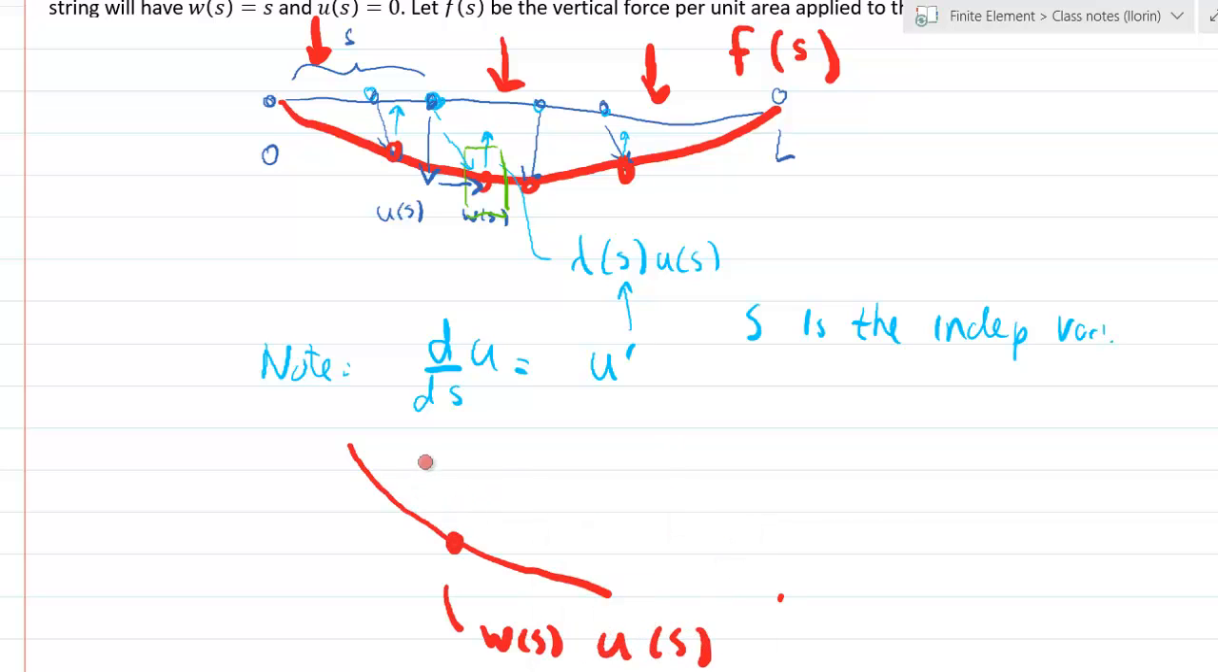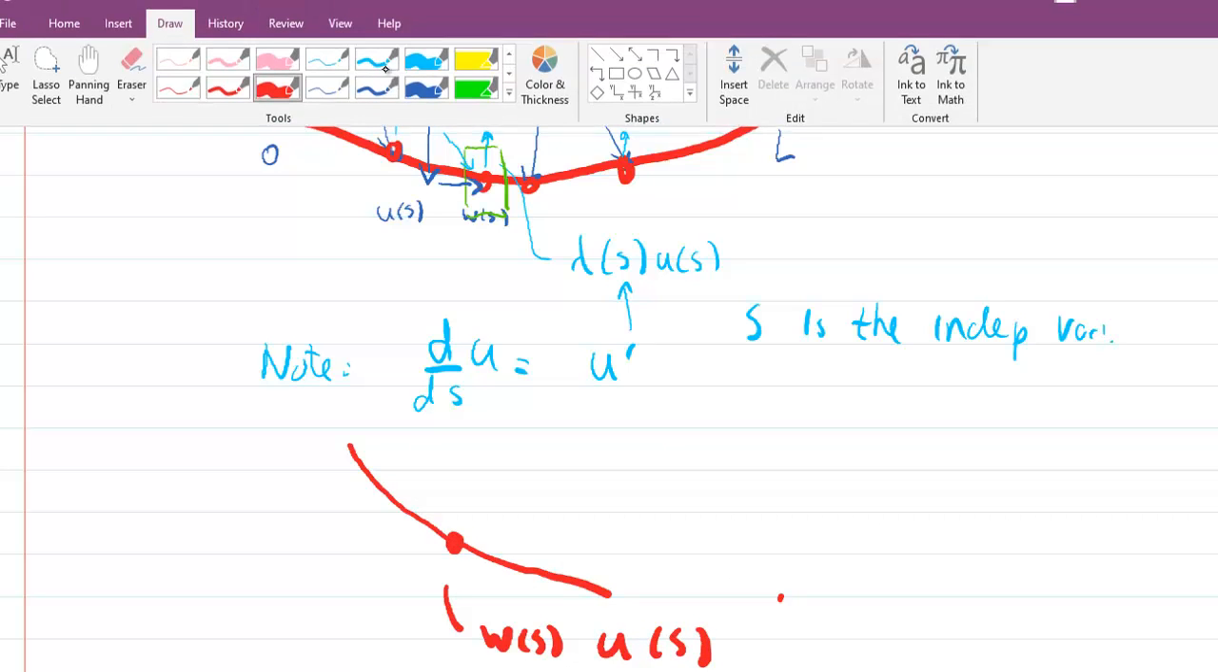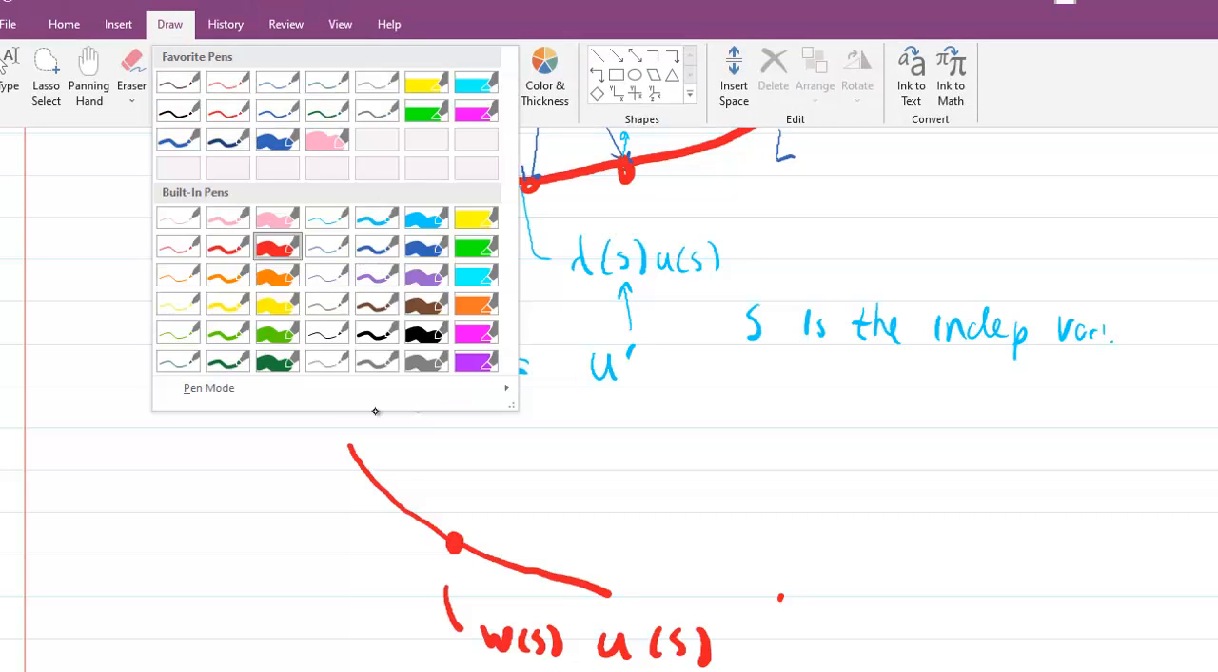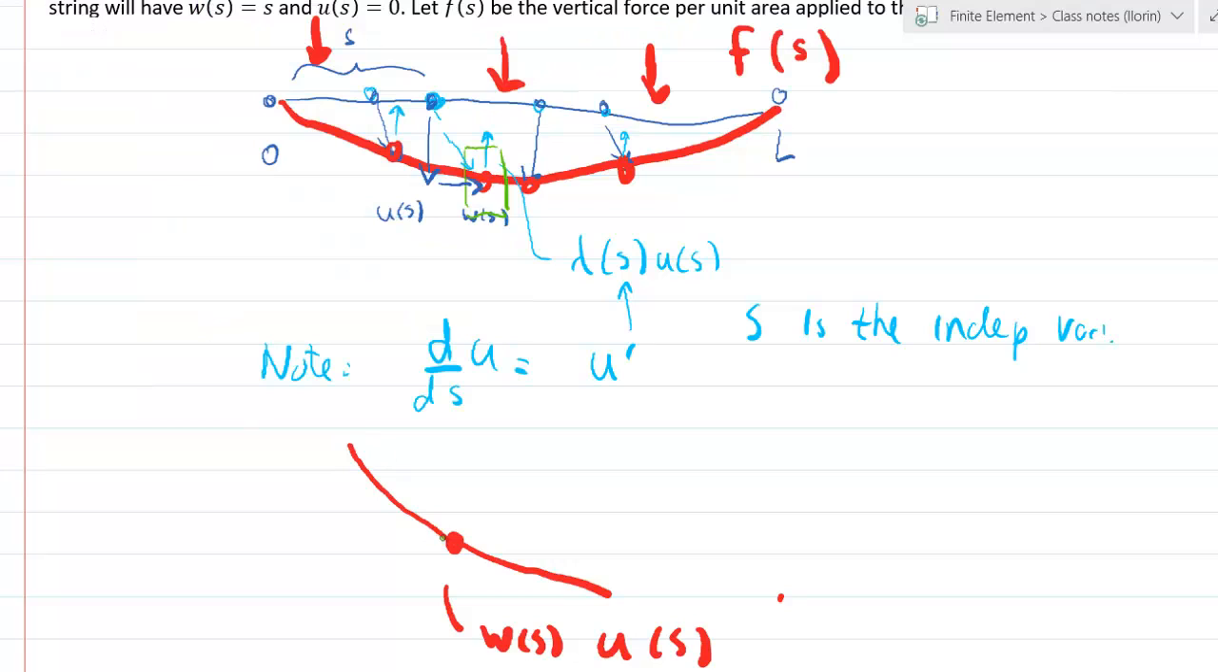Now the tension force is along the string because the string is pulling. A pulling string can only exert force along the string. So the tension force here is in this direction. Now let me call this S0, and here I'll do another one that's S1 over here. So this is W of S1, U of S1. Okay, 2 points along the string.